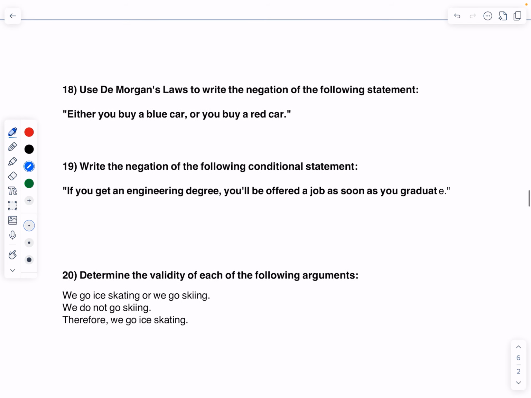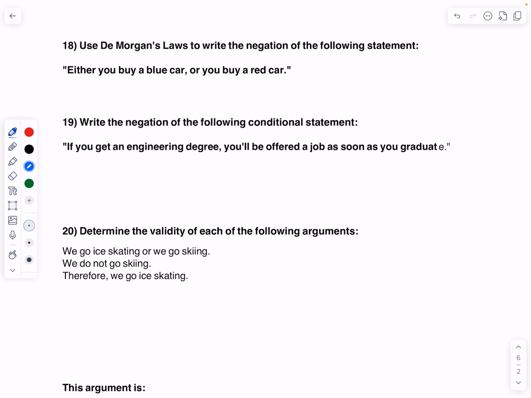All right, 18. Use De Morgan's law to write the negation of the following statement. In order to do this, I need to know what the original statement is. It says either you buy a blue car or you buy a red car. So I'm going to let P equal you buy a blue car. And I'm going to let Q equal you buy a red car. So this looks like P or Q.